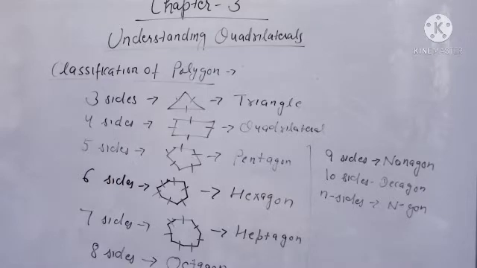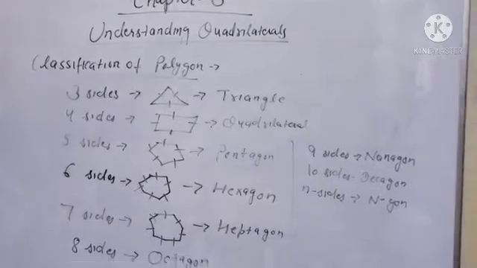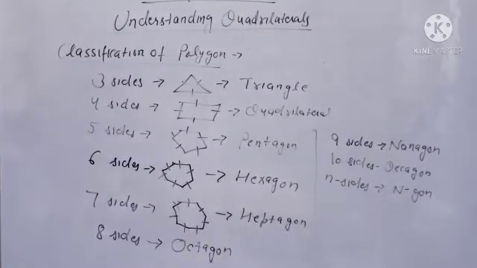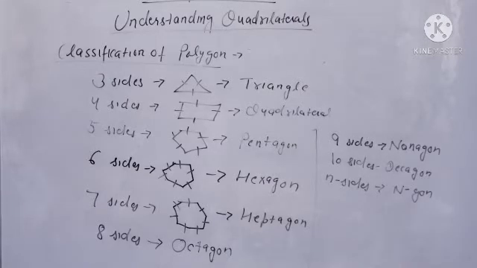For example, a polygon will start from 3 sides. Minimum how many sides will there be? Three sides, beta. Any polygon with three sides will be a triangle. Four sides, quadrilateral; five sides, pentagon; six sides, hexagon; seven sides, heptagon; eight sides, octagon; nine sides, nonagon; 10 sides, decagon; and n sides, n-gon. Clear?